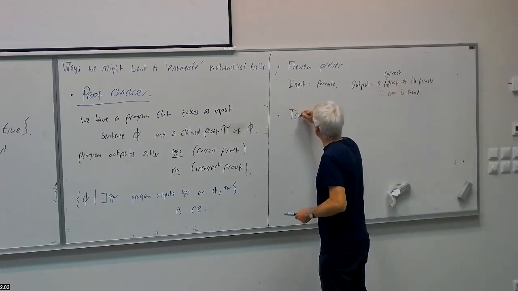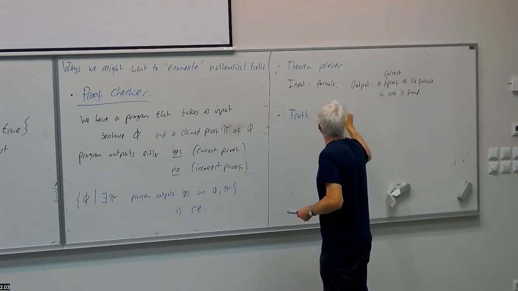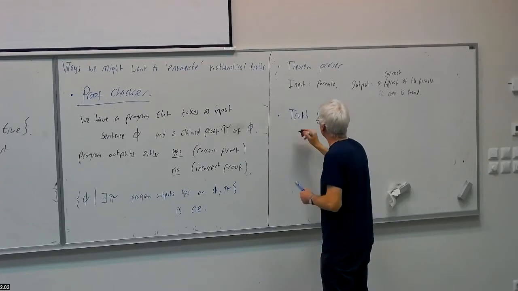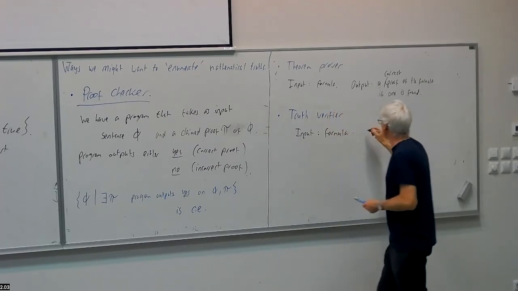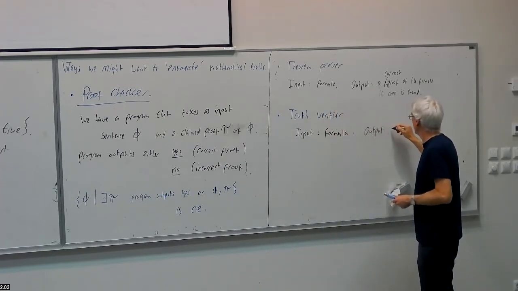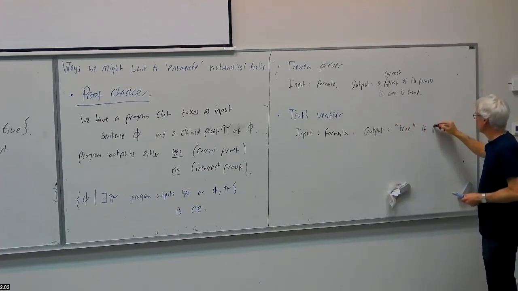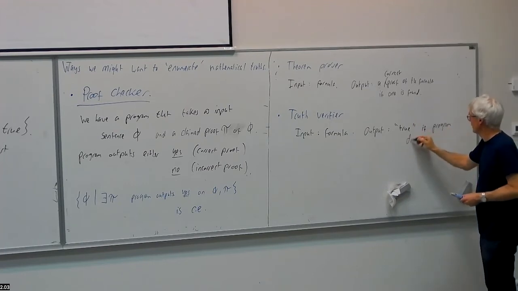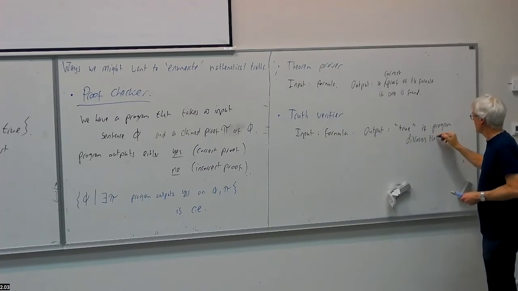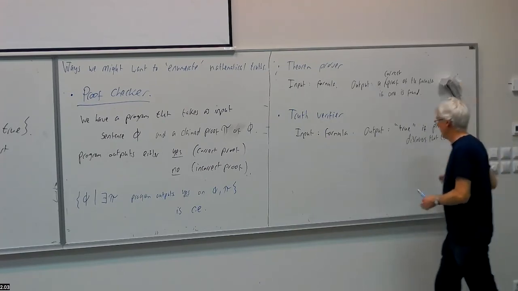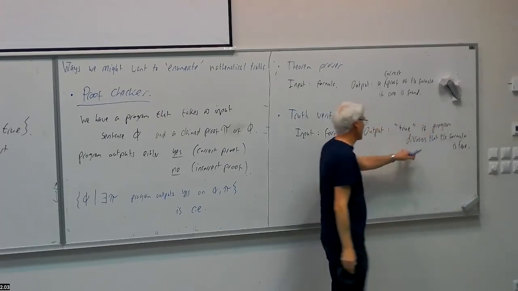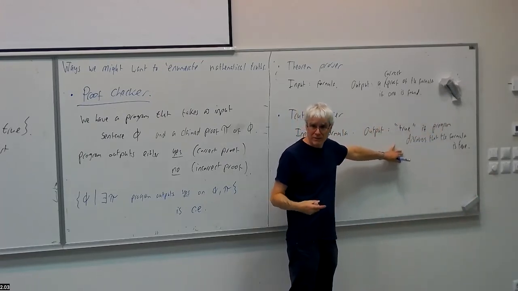So something weaker would be a truth verifier, in which the input is a formula, and the output is simply true if the program discovers that the formula is true. So there are other ways to establish truth other than finding a proof. And for some known classes of formulas, there are simply tests you can apply to see if the formula is true.